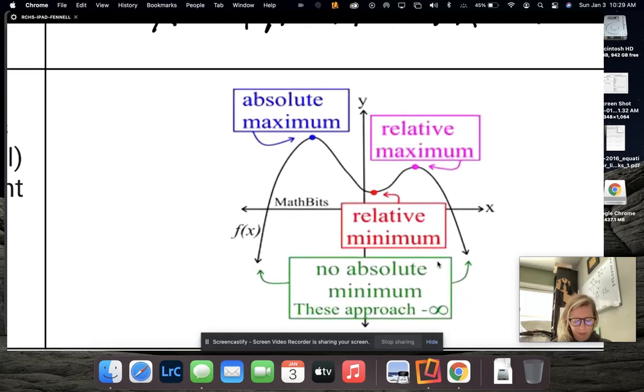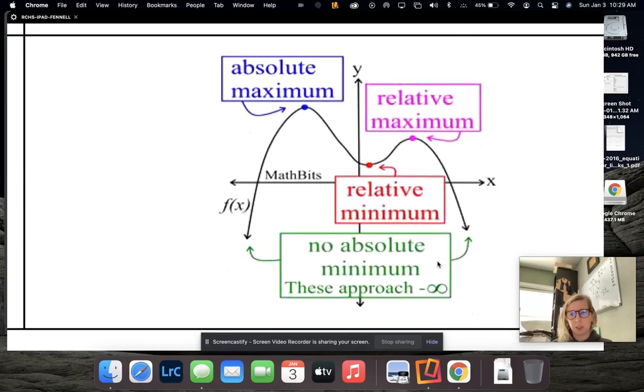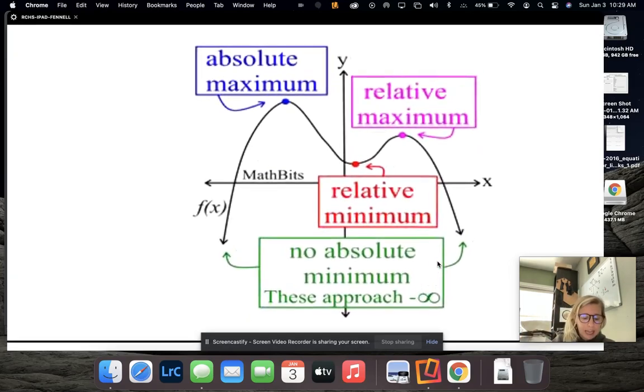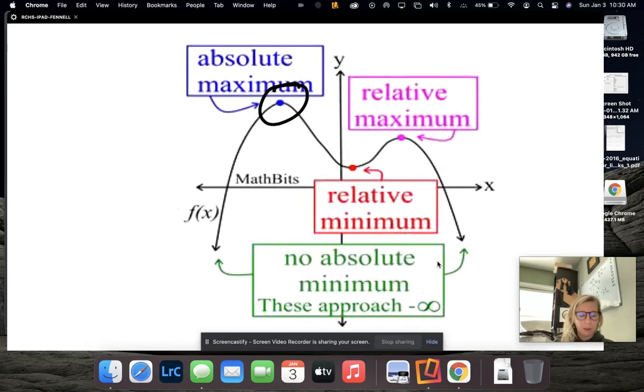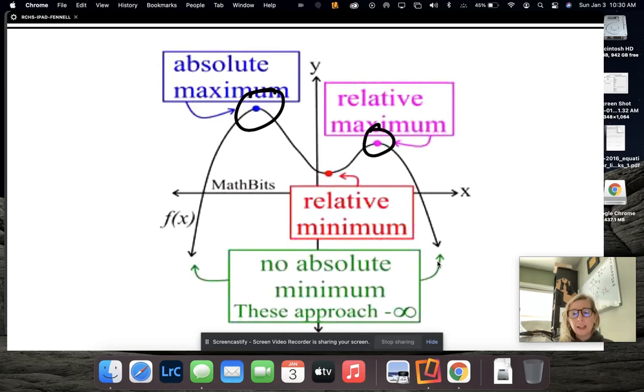So in this example right here, there is no absolute minimum because this thing goes forever and ever to negative infinity. However, it does have an absolute max because there is no point on this function where it has a higher y value than this blue point right here. This pink point is a relative maximum. It's not the absolute maximum, but it's a hill, so it's a high point on our function. So we call it a relative maximum.